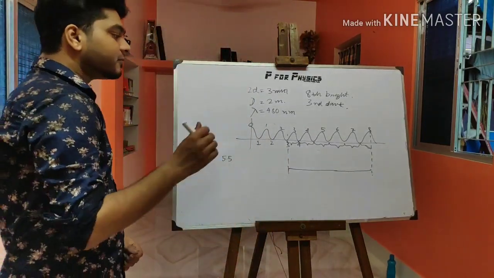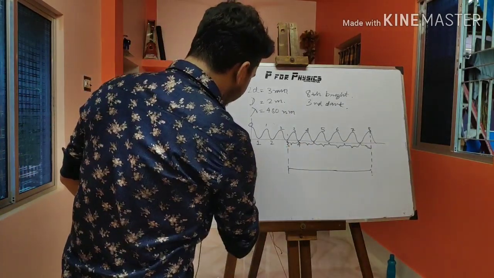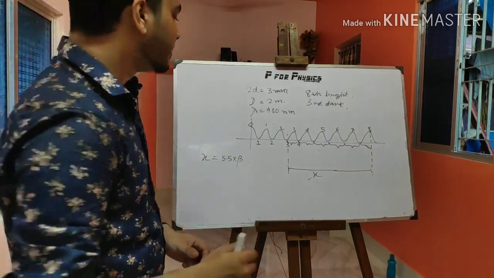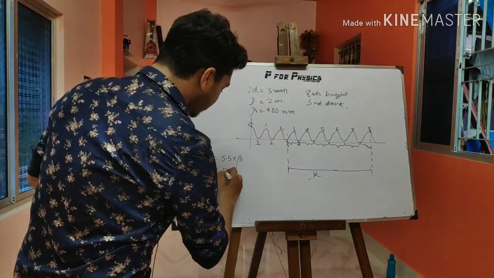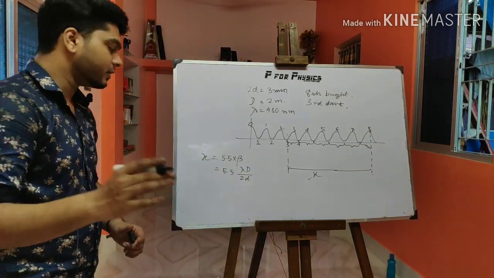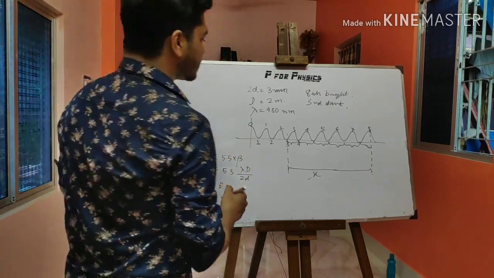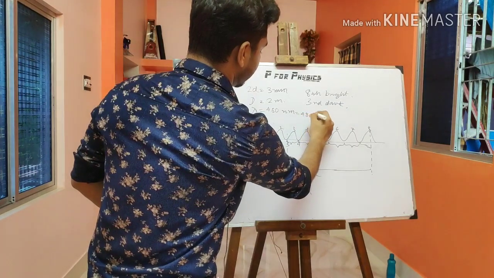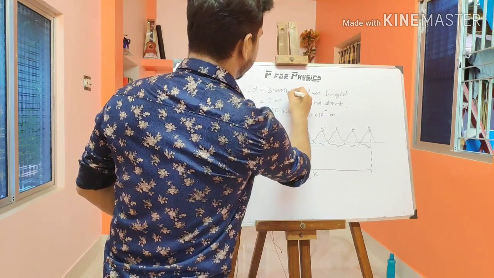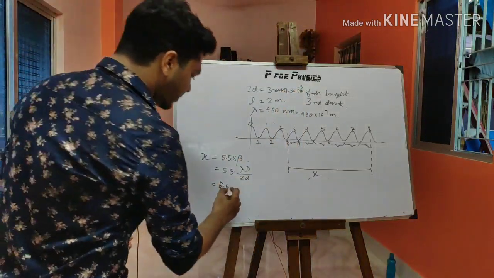5.5 fringes. If each fringe is beta wide, that is fringe width is given by beta, the total distance would be 5.5 into beta. Let's call it x, and this is all we need to find. Now put the formula for beta, which is lambda D by 2d, put the values and your work will be done. Let's convert these: it should be 480 into 10 to the power minus 9 meter, and this will be 3 into 10 to the power minus 3 meter. The distance D is already in meter, we don't need to convert.